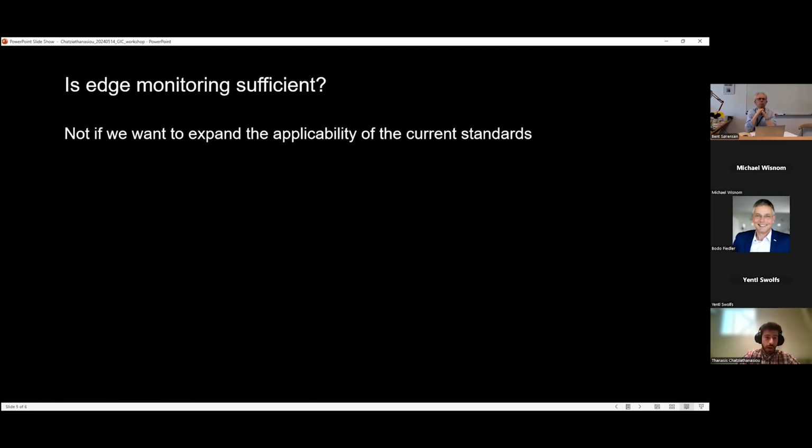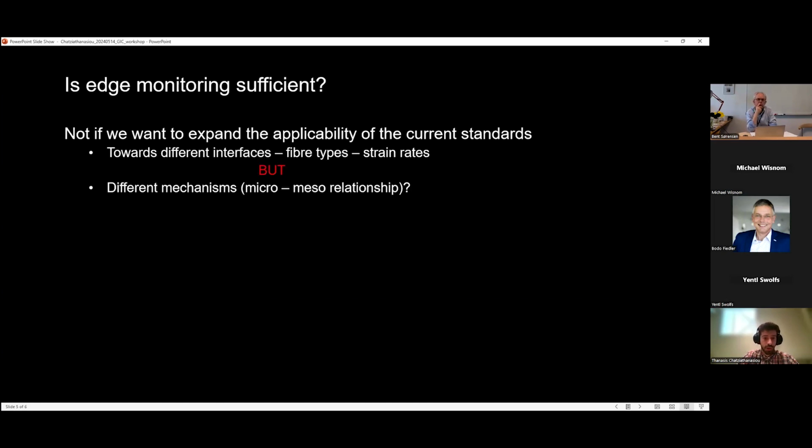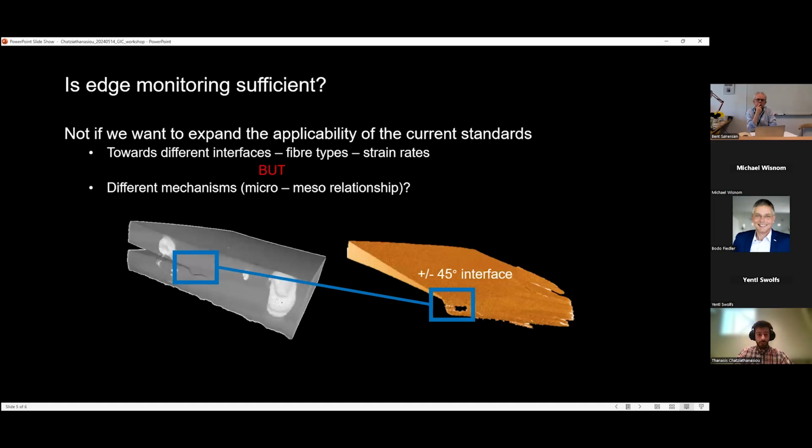So, question, is edge monitoring sufficient? Well, in my opinion, it's definitely not sufficient if we want to expand the applicability of the standards. And I will show a complex example here. If we change the interface ply orientation from 0-0 to, let's say, plus minus 45, you can see that the crack migrates.